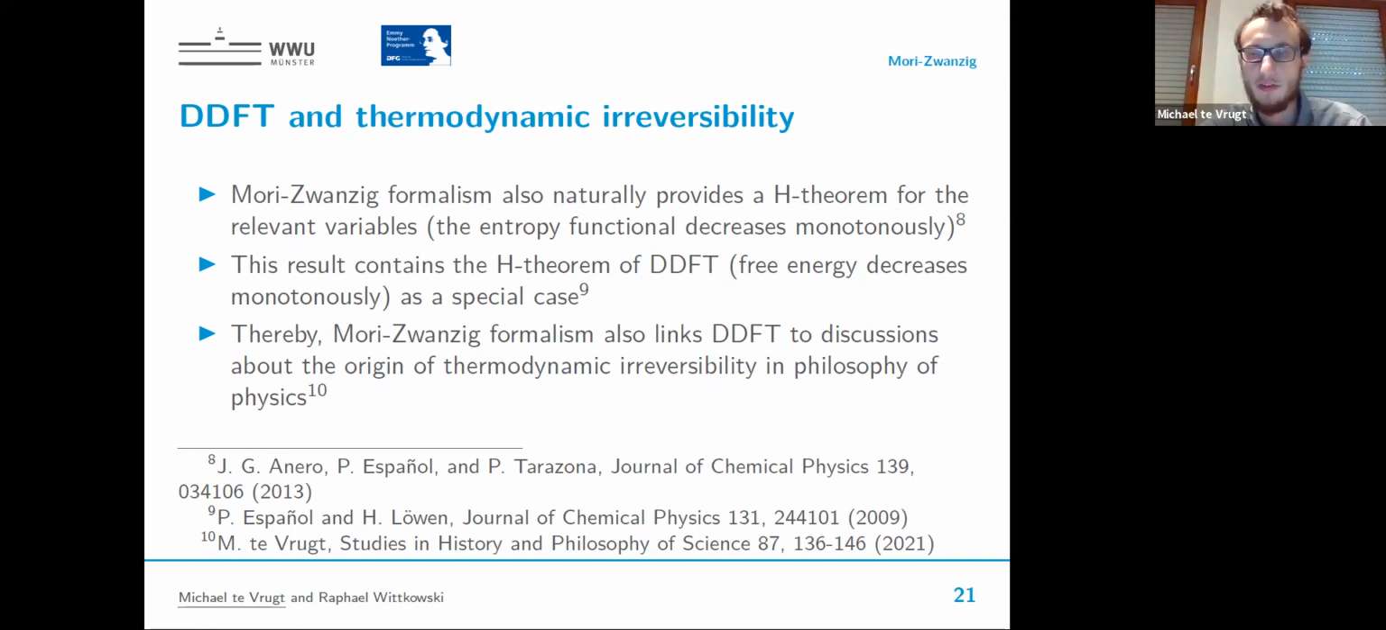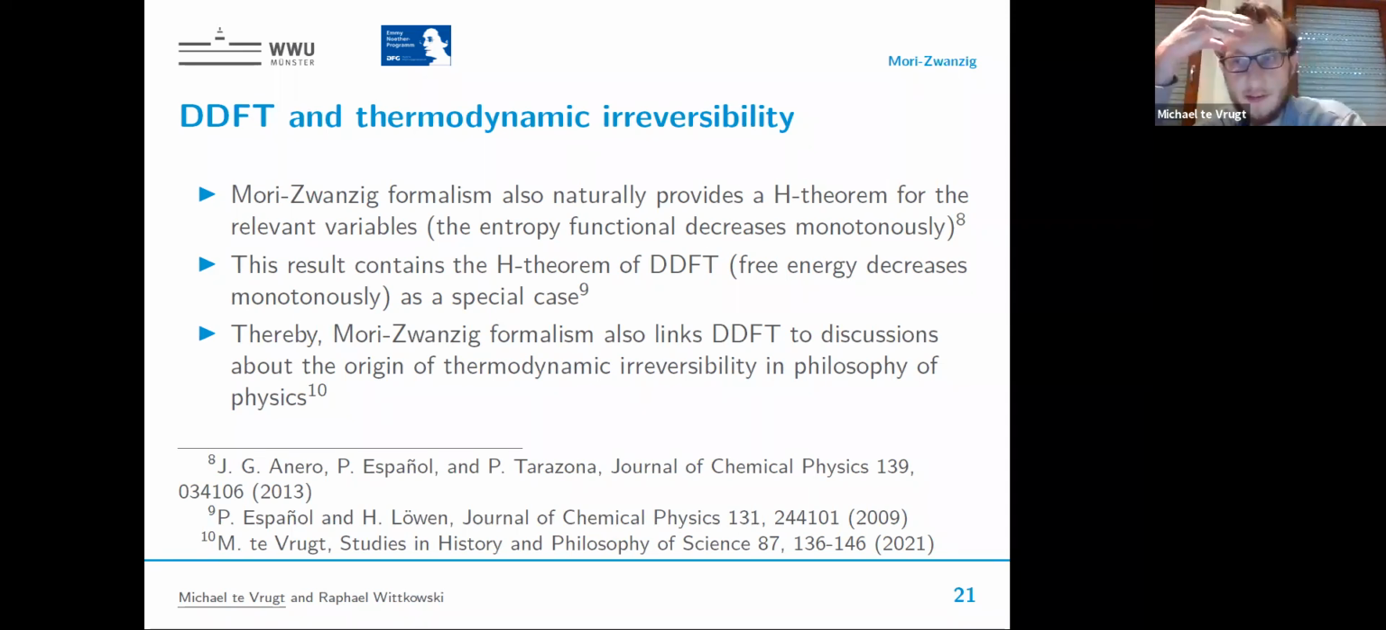So you can prove that this reversible term does not make any contribution to the change of the entropy functional, and that the dissipative term ensures that it increases monotonously. And of course, there is a well-known H theorem from DDFT where you can show that the free energy decreases monotonously. And this is contained as a special case in this general H theorem of the Mori-Zwanzig formalism.